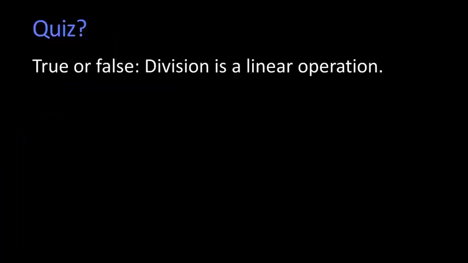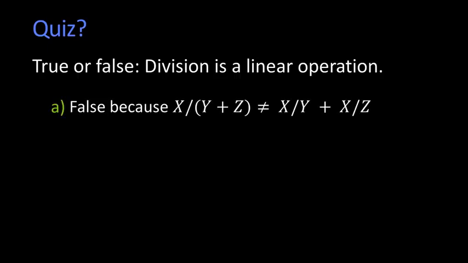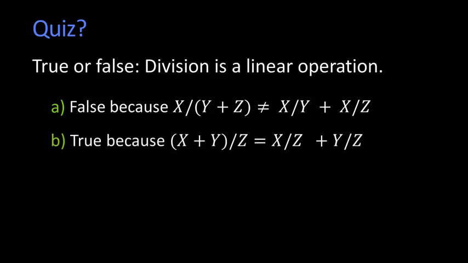Here's another quick quiz. True or false? Division is a linear operator. A, false, because x divided by y plus z does not equal x over y plus x over z. B, true, because x plus y divided by z is the same as x divided by z plus y divided by z. And C, I have no idea. Again, C might be true, but it's false. No, C is true, but you get no credit.